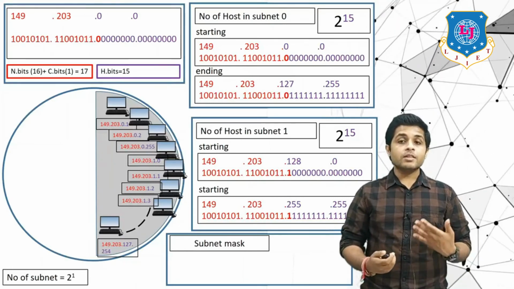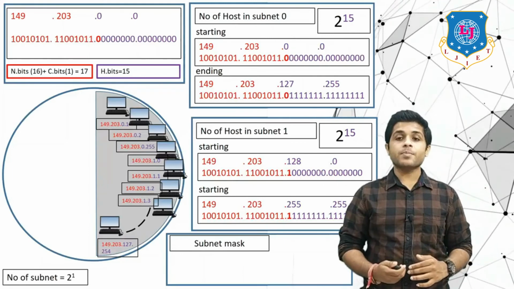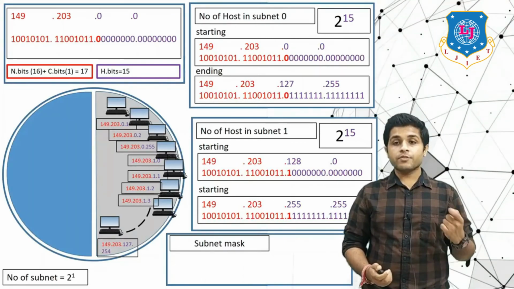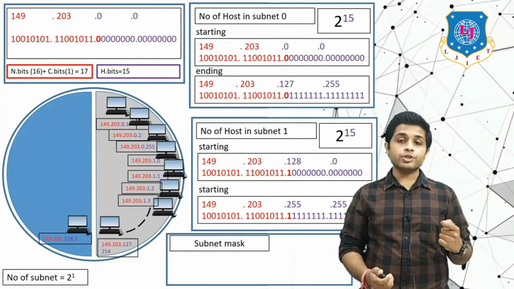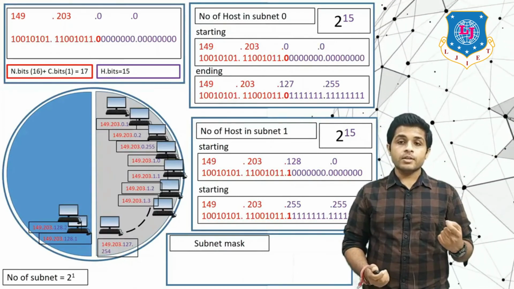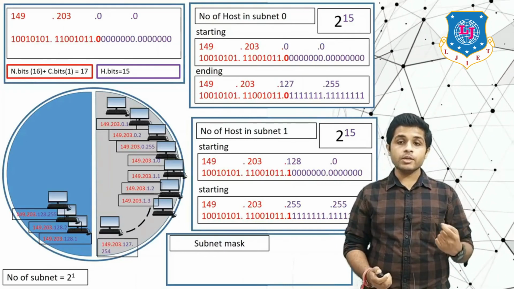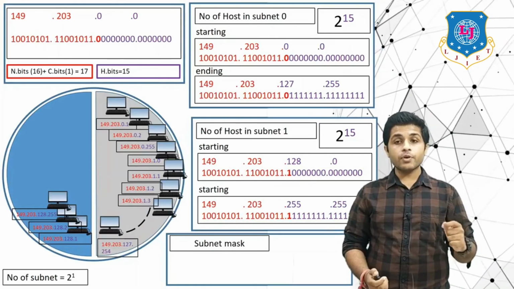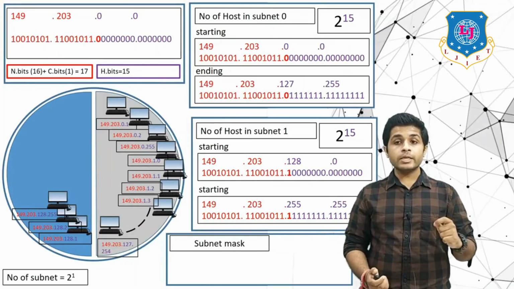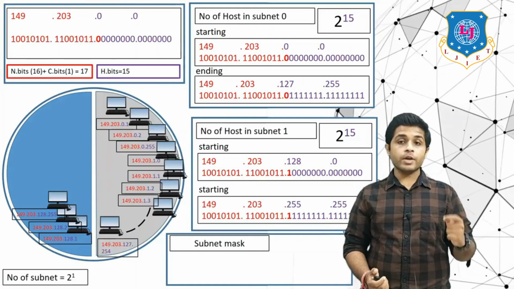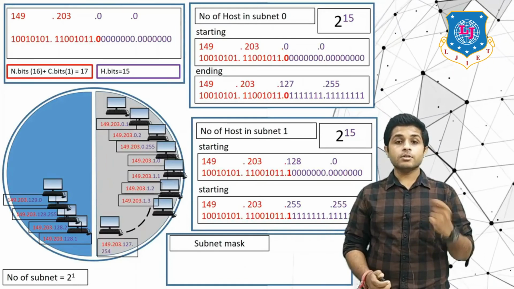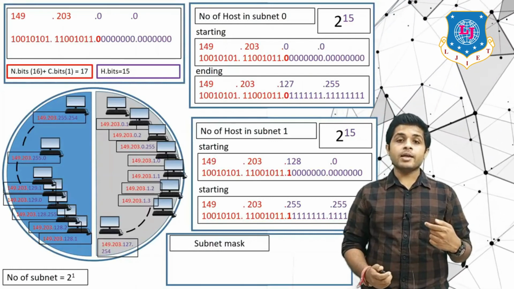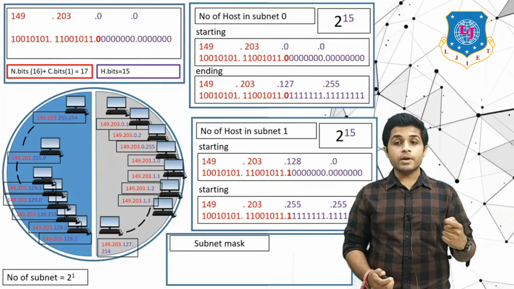Let's allocate the IP addresses to the devices in subnet 1. What will be the IP address of the first device? The first device will get 149.203.128.1, then 128.2, 128.3, up to 128.255. If you increment 1 to 149.203.128.255, you will get 149.203.129.0. Then 129.1, 129.2, and it will keep going.